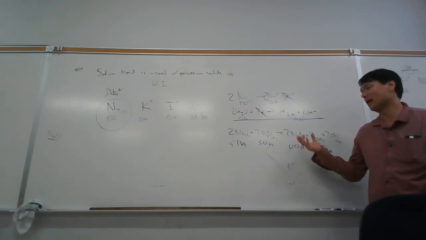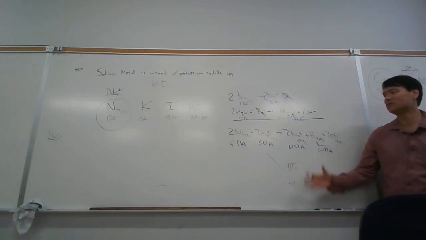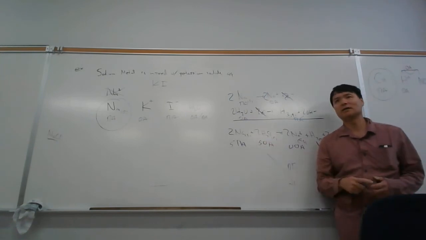It just didn't react. And so this is what we call a net ionic equation. It doesn't show everything, it just shows what reacts. And so if you took, this is what happened at UCSB.